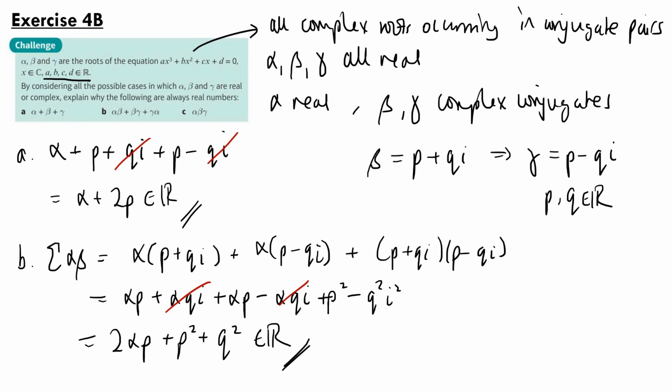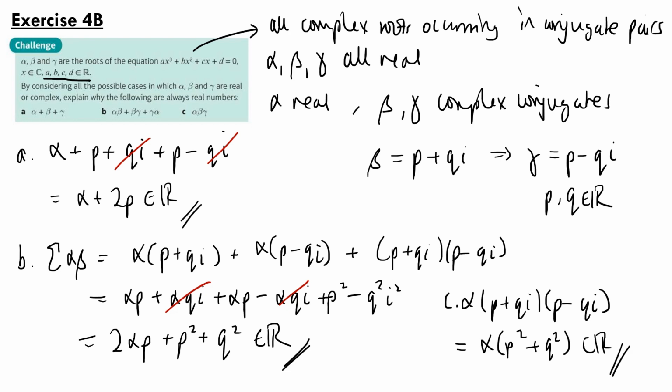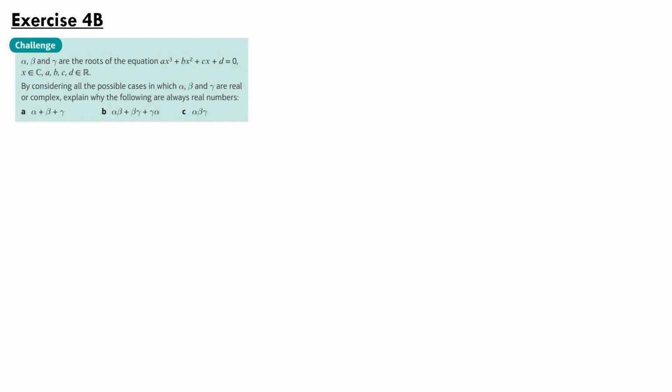Finally, let's look at alpha beta gamma. Well, this is going to be alpha times p plus qi times p minus qi. You can see where this is going. This is then equal to alpha times p squared minus q squared i squared, or just plus q squared, which is real, as required. And the last thing we need to note before we finish is that for the case where alpha, beta and gamma are all real, it is obviously the case for all 3 of these expressions that they are real. And that's all we need to do to finish off.